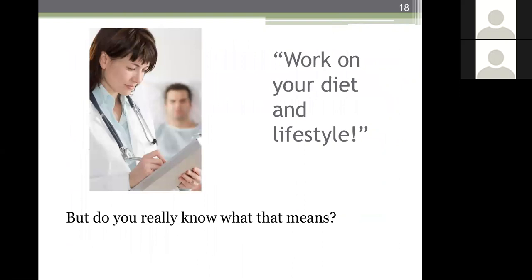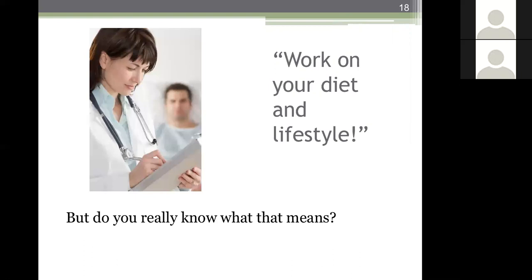Let's say you get your numbers and you go into the doctor, and your doctor looks at your numbers and says, maybe we need to do some more testing, but just work on your diet and lifestyle and come back in 3 months. Well, does anybody know what that means? Work on your diet and lifestyle. I see this all the time when people go into their doctor and leave with that message and they don't have any idea what to do with it.